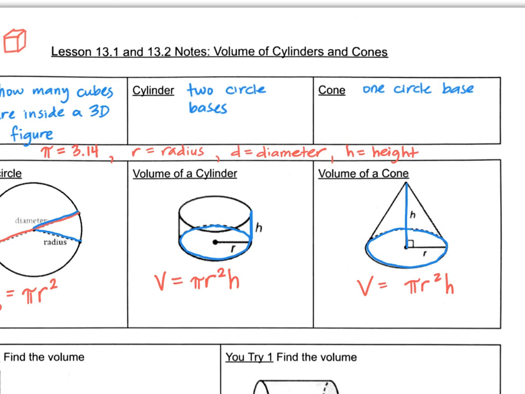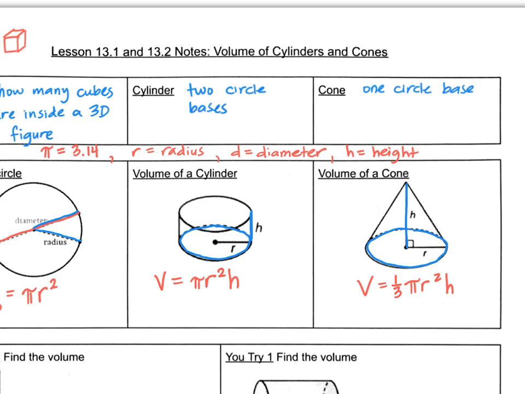But we don't have the circle base on top, right? The volume of this, if the radius and height are the same as a cylinder, isn't the same. We can't fit as many cubes in a cone as a cylinder. So what we need to do is take 1/3. So it's going to be 1/3 times pi times r squared times h. So the only extra thing there is that 1/3.